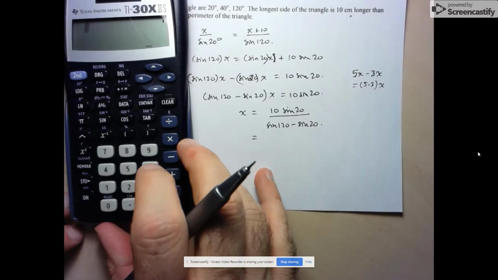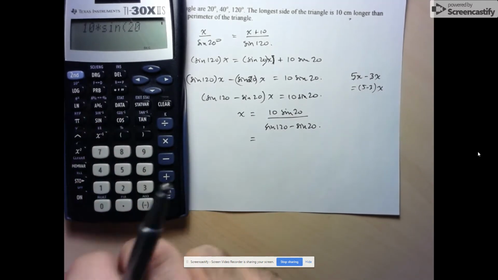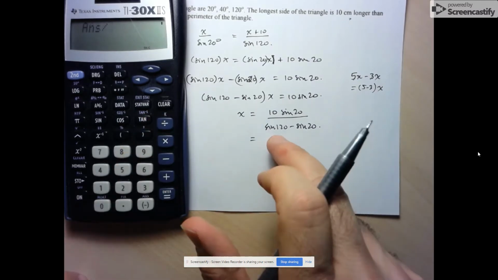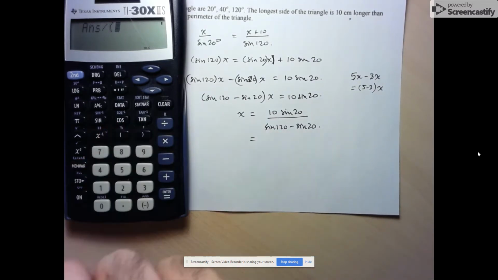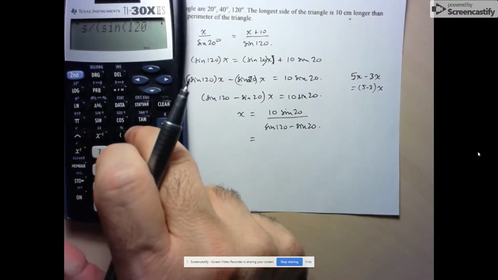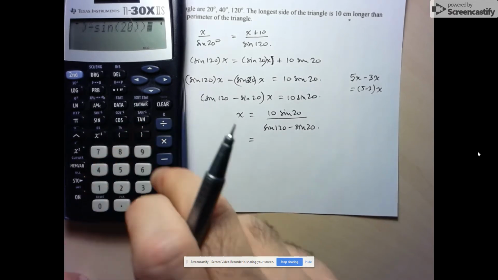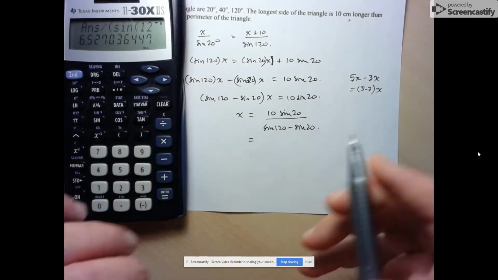So here we've got 10 times sine 20 equals, okay, and divided by, now I've got a subtraction here, so I better open up a bracket. So that's sine 120 minus sine of 20. And what do we have here? 6.53.